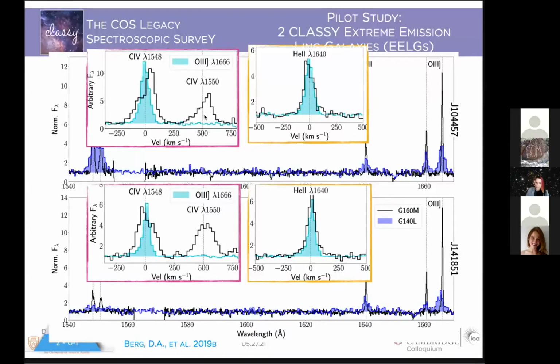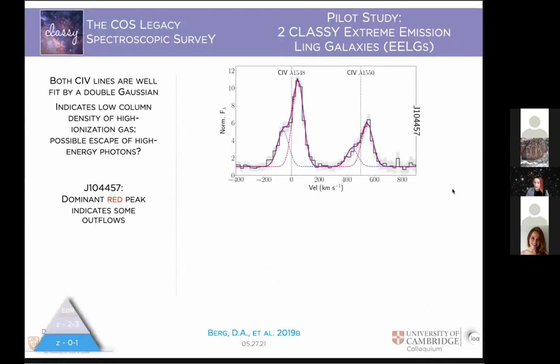And that's initially very interesting. And then we can remember that carbon-4, this doublet, they're both resonant lines. So similar to Lyman alpha, they could be double peaked. And so if we fit the 1548 line with a double Gaussian, and this is the stronger line based on their theoretical emissivity ratio, we can use this double Gaussian to predict what the 1550 line should look like.